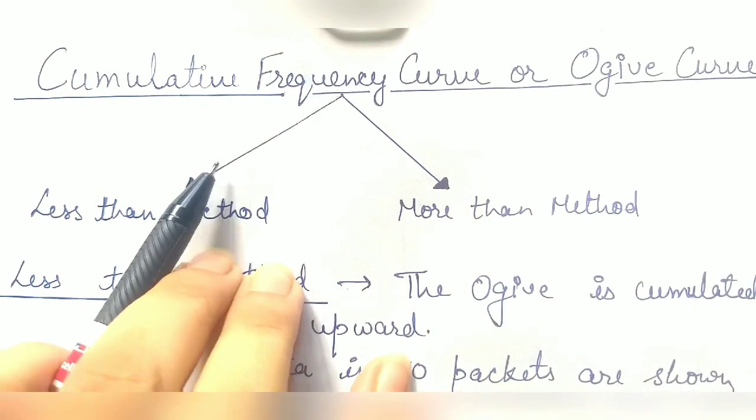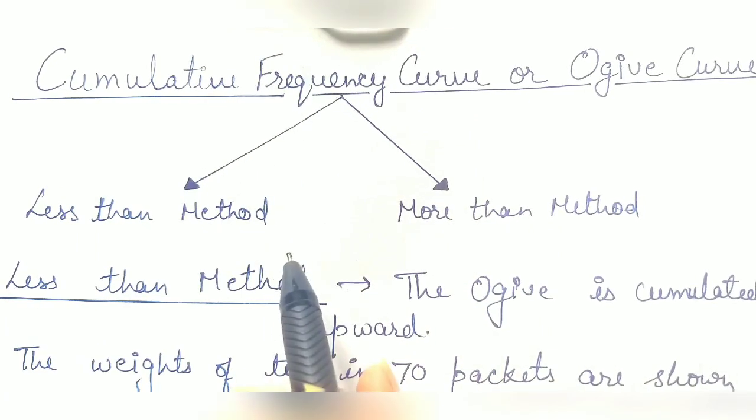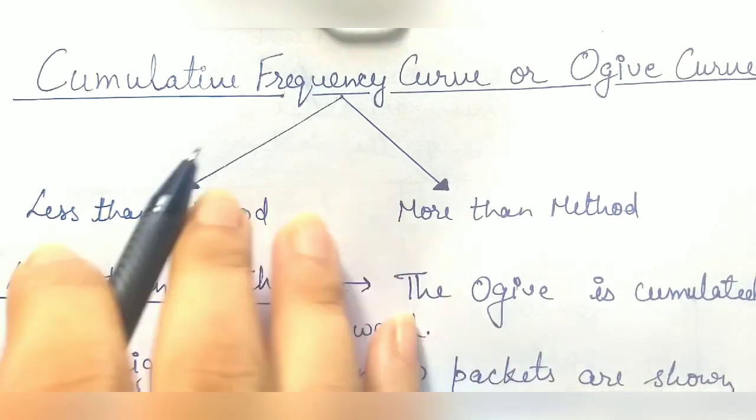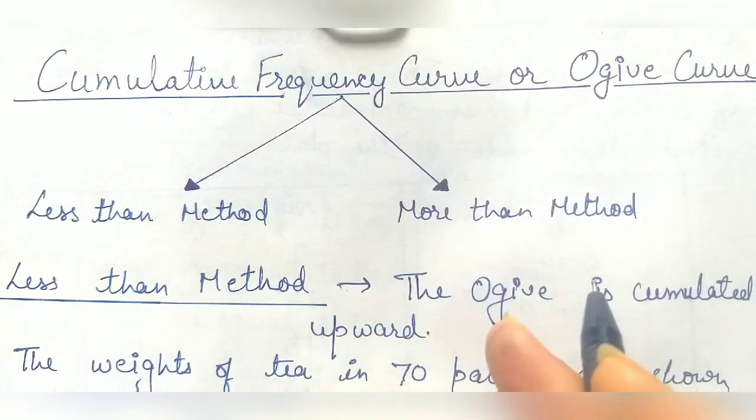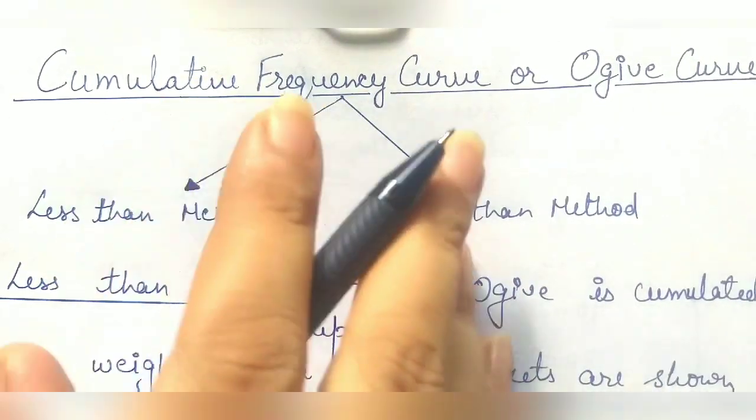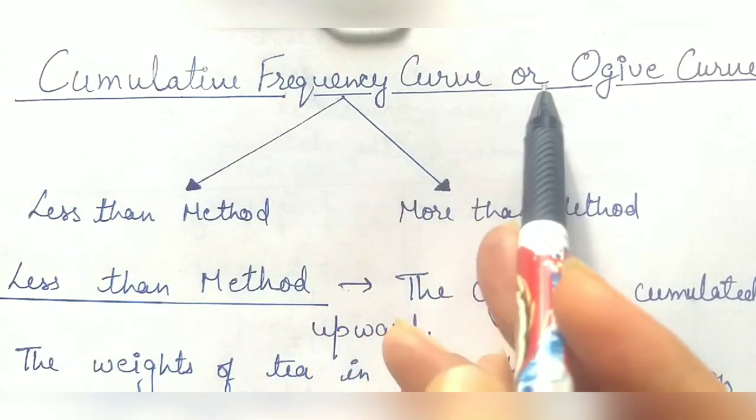If we form the cumulative frequency and plot these along the vertical line at the exact upper limits of the class interval marked along the horizontal axis, and join the plotted points by means of a freehand curve, we get a curve which is called cumulative frequency curve or ogive curve.